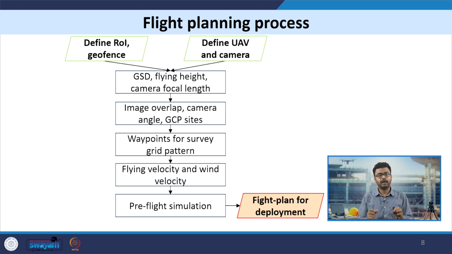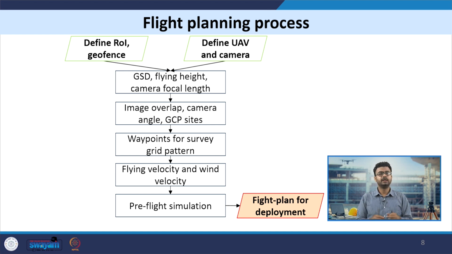The main steps involved in the flight planning process, which we are going to cover today, are as follows. For the inputs, we need to define the region of interest as well as the geofence around or in the region of interest. At the same time, we also need to define what UAV is available to us and what camera parameters are available to us.